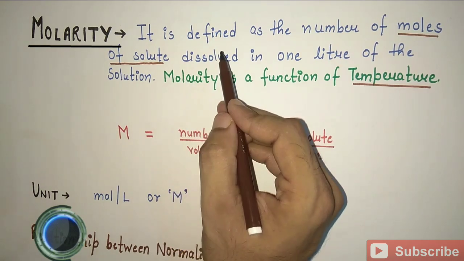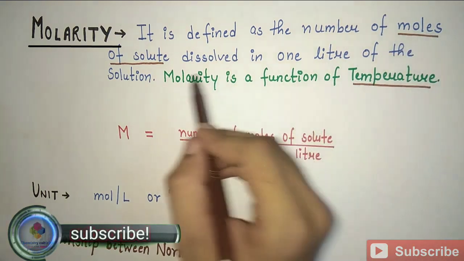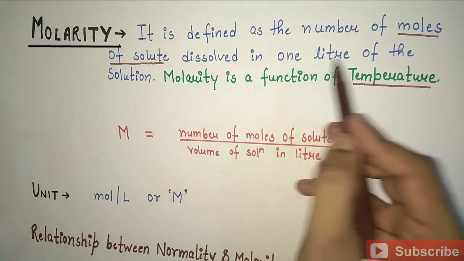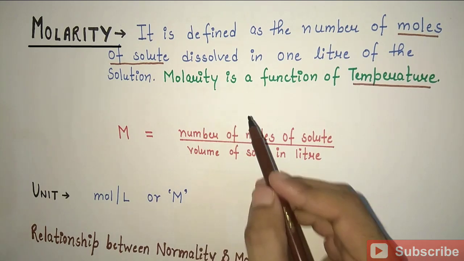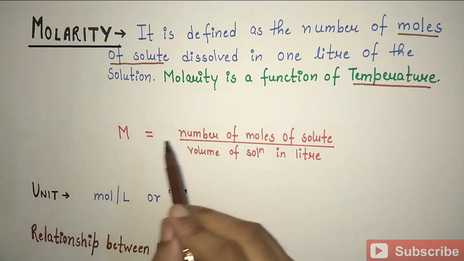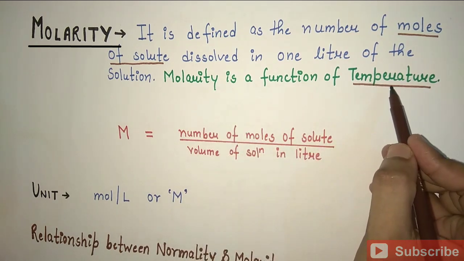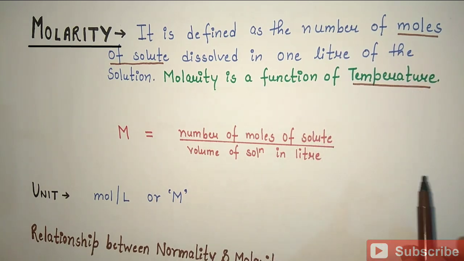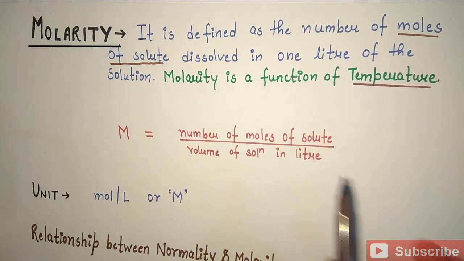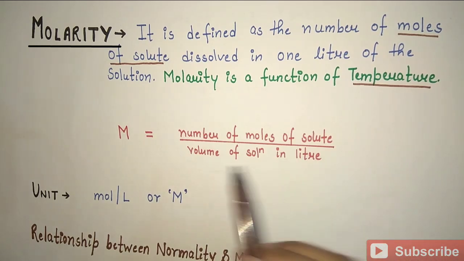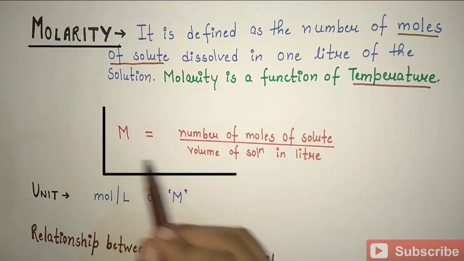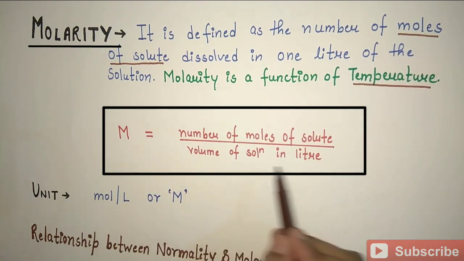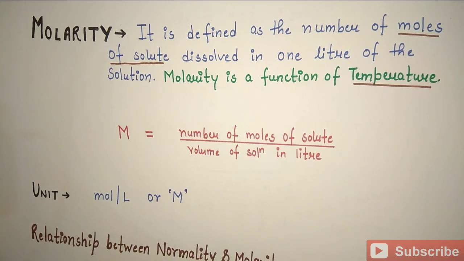Molarity is defined as the number of moles of solute dissolved in 1 liter of the solution. The main point to remember about molarity is that it is a function of temperature. I will explain later how molarity will be affected if we change the temperature of the solution. Now the formula for molarity will be the number of moles of solute upon the volume of solution in liter.